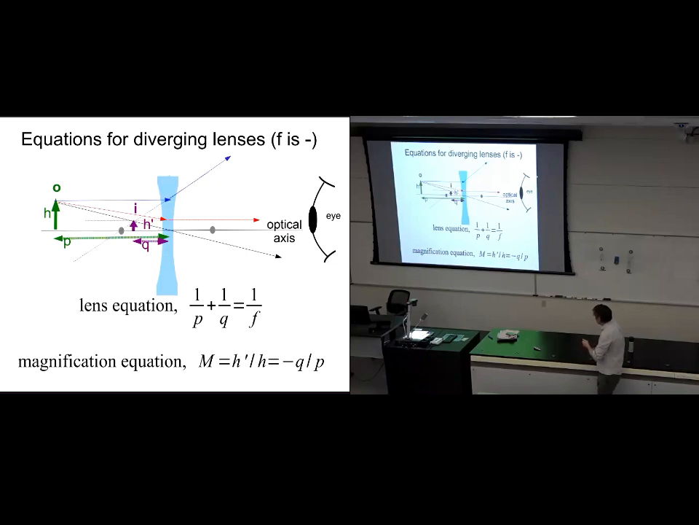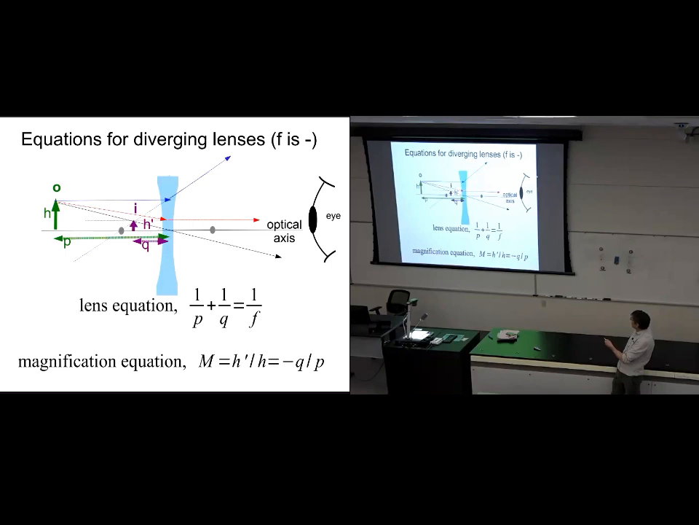Anyway, here's the lens equation again. It would predict the location of this image, Q, if we plugged in the location of the object, P, and the negative focal length of the diverging lens. So the F is negative here. The magnification equation, same equation again. You would plug in the image position, Q, divided by the object position, P, and the negative of that will give you the magnification.